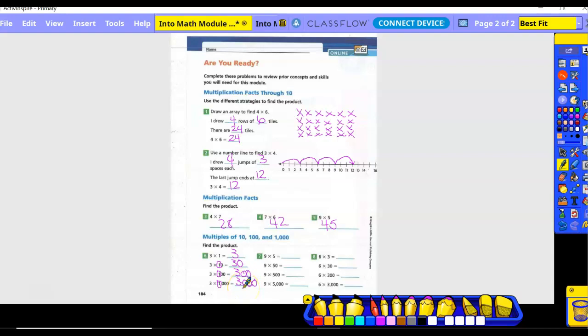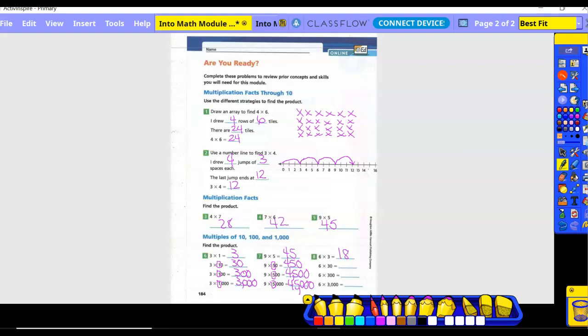Next one, 9 times 5 is 45. Put my 5 in a box. 5 times 9 is 45 and add a 0. Put my 5 in a box. 9 times 5 is 45 and add 2 zeros. Put my 5 in a box. 9 times 5 is 45 and add 3 zeros. So 45,000.